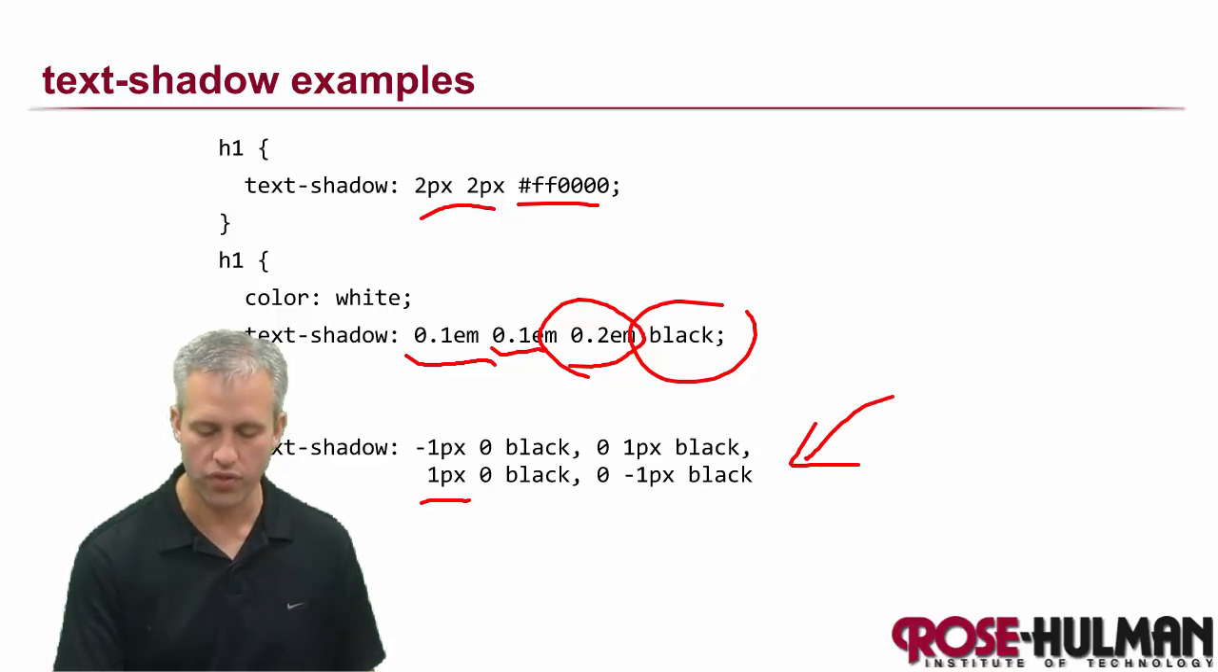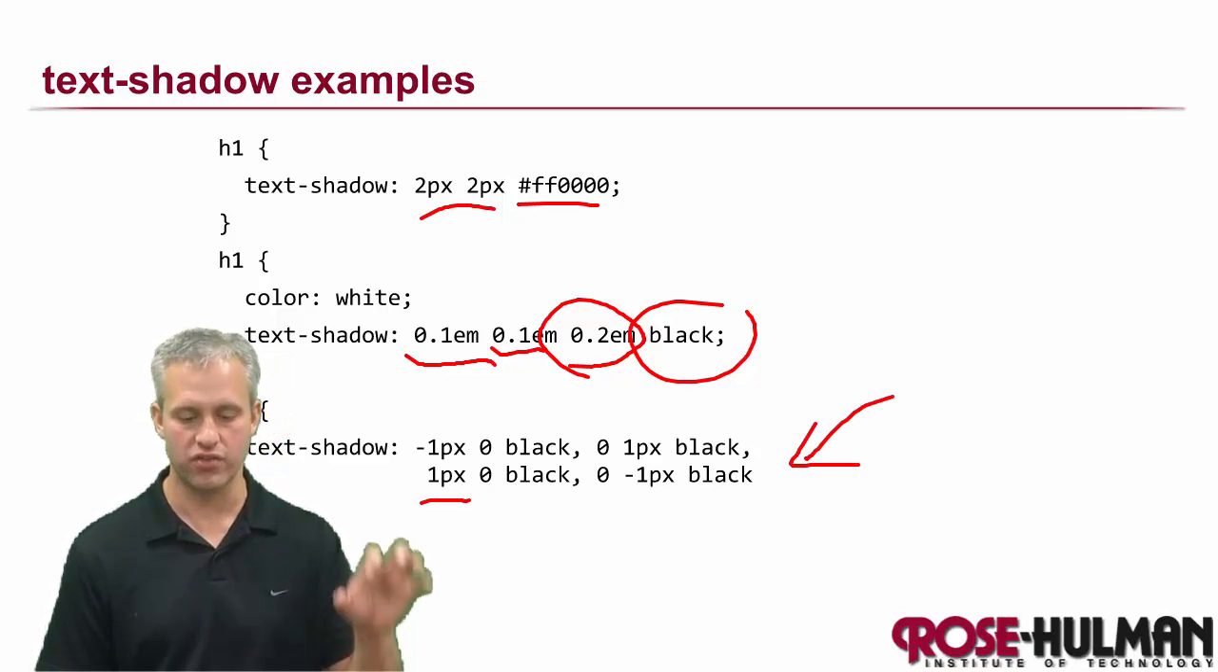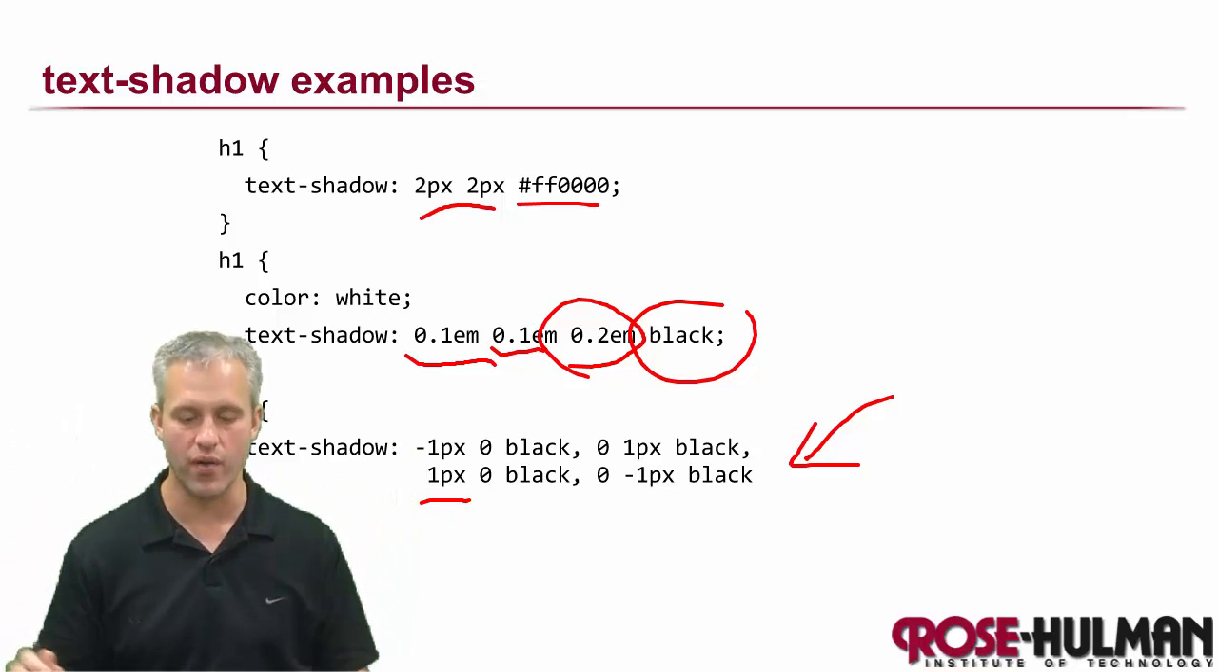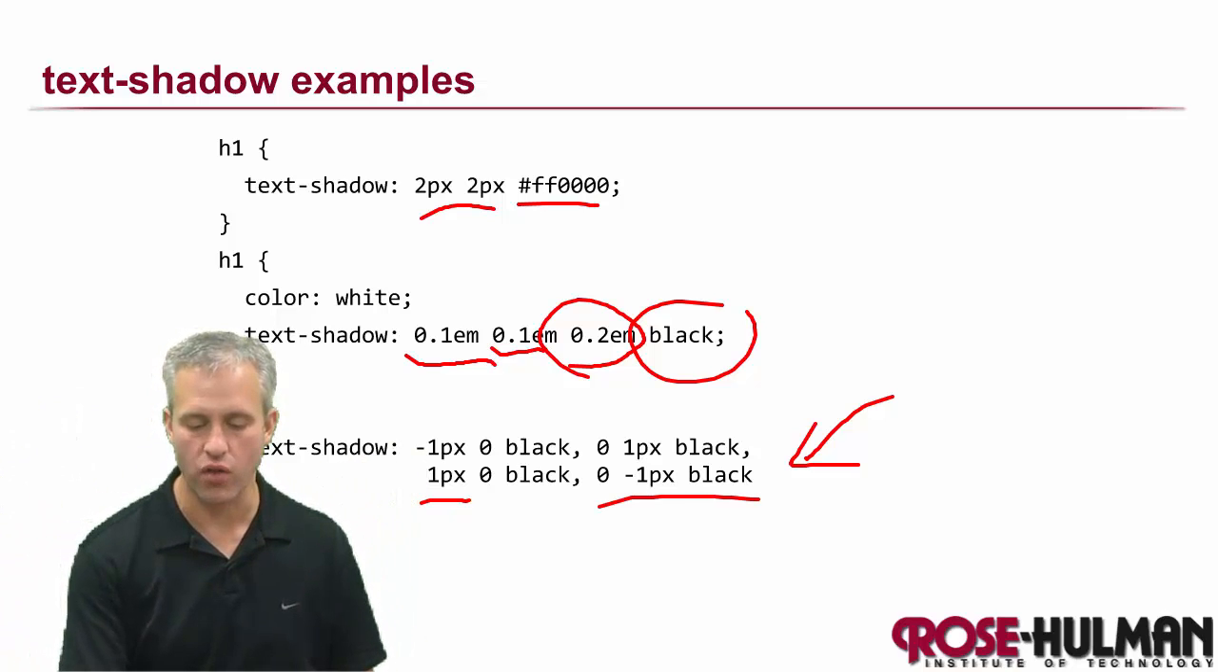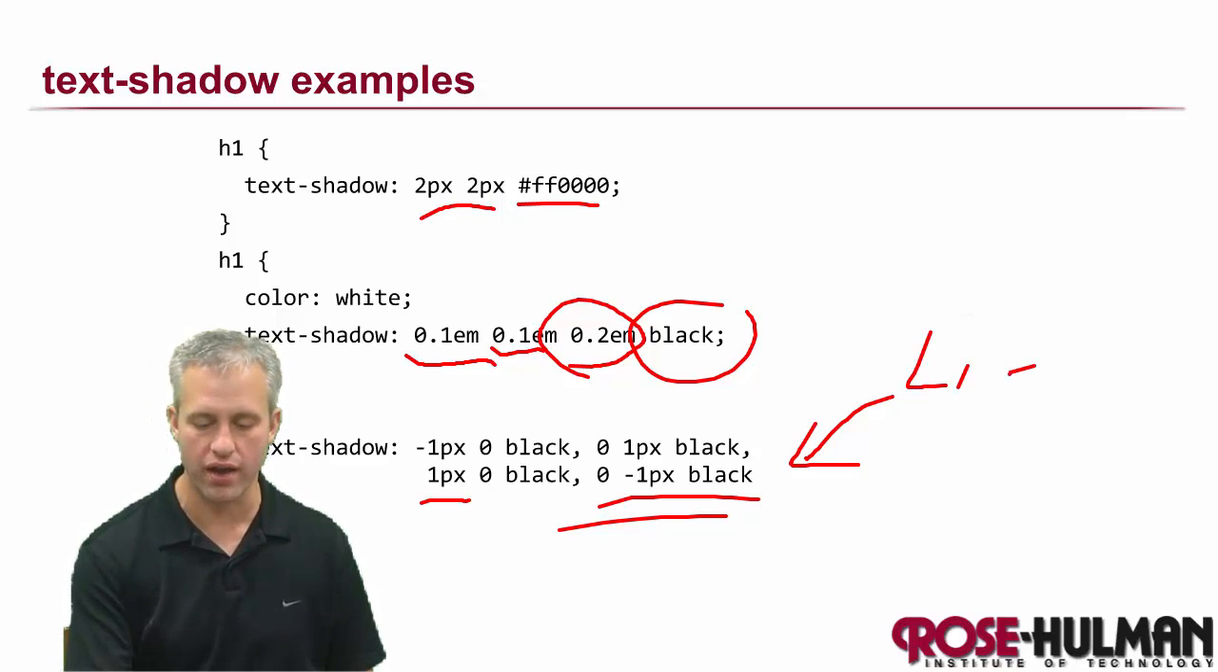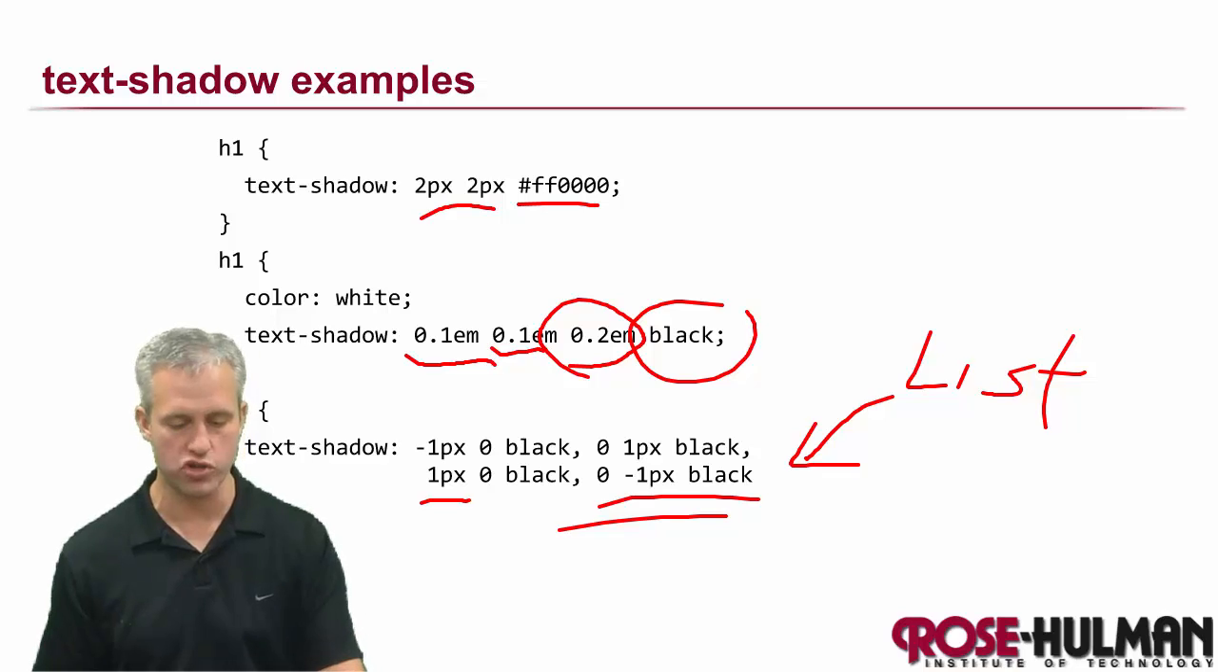And then here's one with 4 different shadows, right? So there's a shadow that goes all the way around it. To be honest, if you wanted something to go all the way around it, there are easier ways to do it with blur, but I at least wanted to show at least one that is a list of multiple shadows.